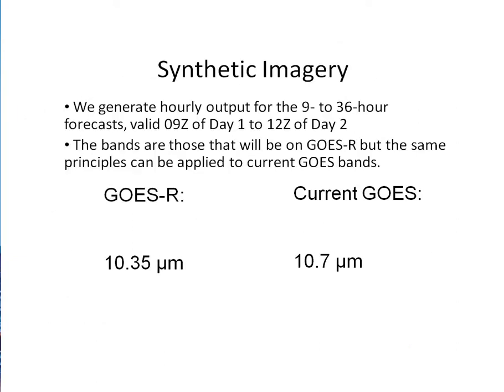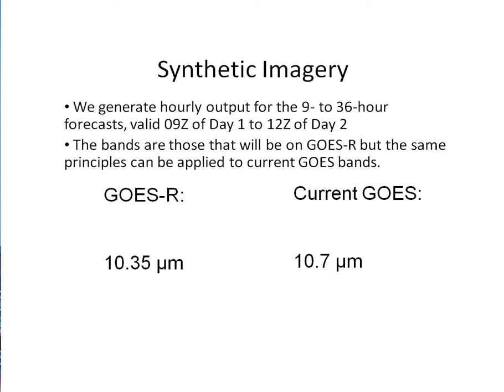Hourly output is generated for the 9 to 36 hour forecast, valid 9Z of day 1 to 12Z of day 2. Once the new model run comes in, it writes over the 33 to 36 hour forecast, valid between 9 and 12Z from the previous run.